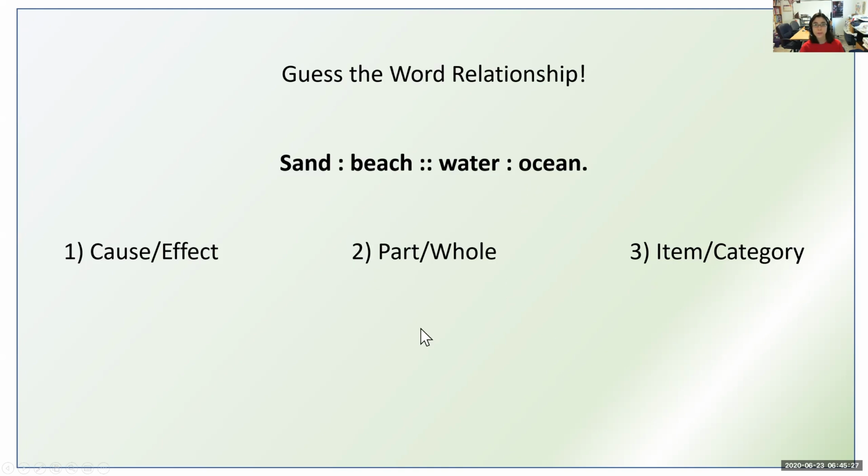Let's look at the other one. Item category. So is a category beach or is a category ocean in relationship to sand and water? Not so much. So I would say that we should go with our second option, part-whole, because sand is a part of beach, just as water is a part of the whole ocean. That's why this analogy will be a part-whole analogy.